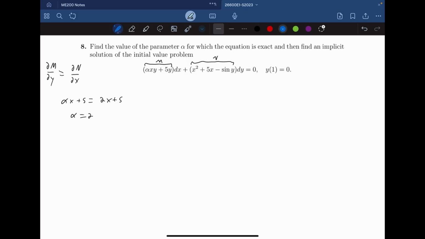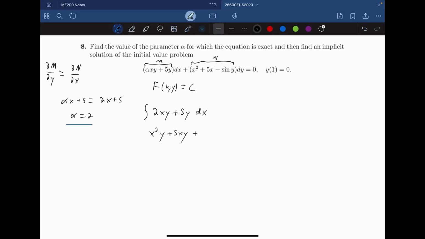So that's the first part of our solution that we'll then go ahead and plug back in to get our implicit solution. Remember, that implicit solution will come in the form of big F of x, y is equal to a constant c. And what we want with big F is so that the partial derivative in terms of x is equal to this M term, and the partial derivative in terms of y should be equal to this N term. Easiest way to start off there is to integrate your M term in terms of x. So go ahead and plug that 2 in for alpha. We get the integral of 2xy plus 5y dx, and that is equal to x squared y plus 5xy.